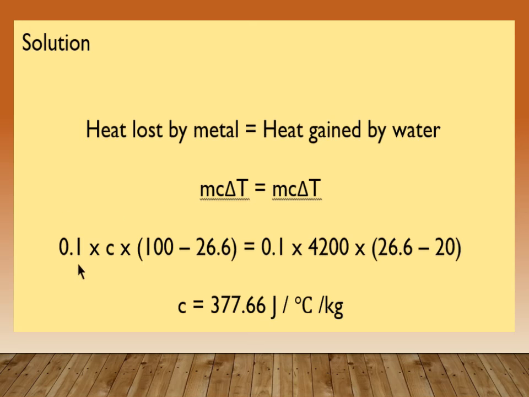Substituting the values, the mass of the metal is 0.1 kg, specific heat capacity is unknown, initial temperature of the metal is 100 degrees, the final temperature of the metal is 26.6 degrees, and on the right side we have the mass of water, which is 0.1 kg, specific heat capacity of water is given, and the initial temperature of water was 20 degrees and the temperature of water rises to 26.6, so there is a difference of 6.6 degrees. Calculating the value of c from this equation, we get 377.66 as the specific heat capacity of the metal.